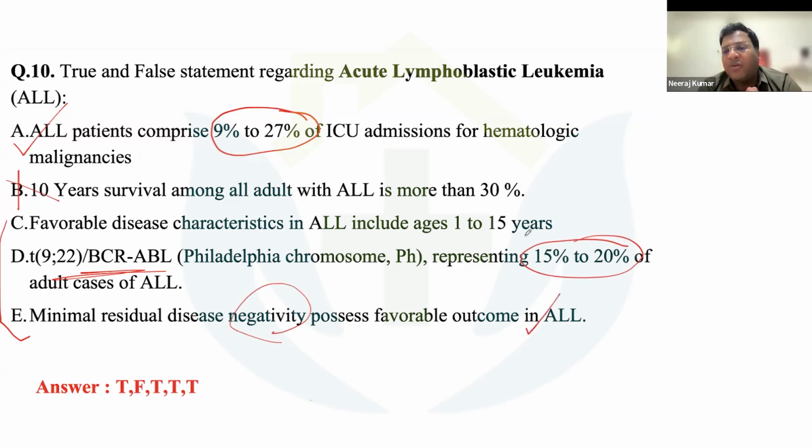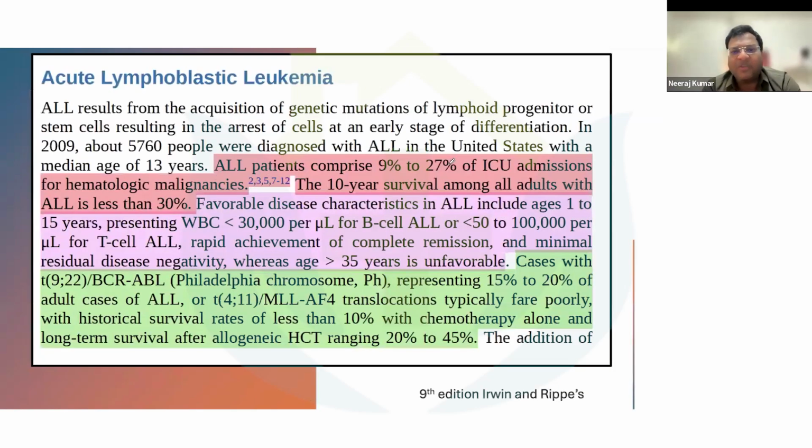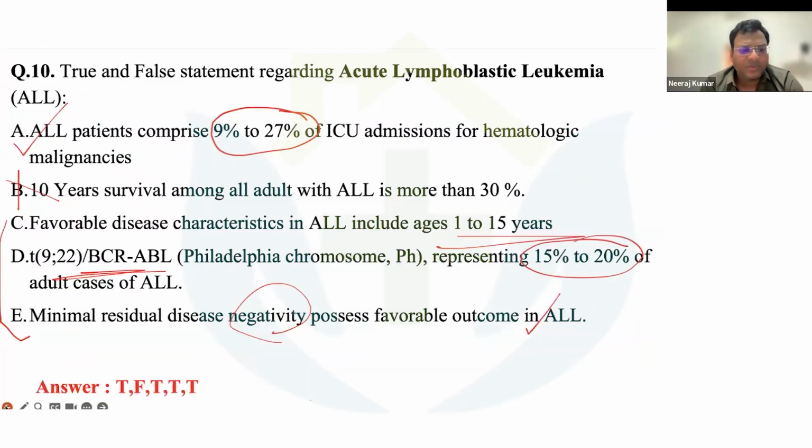A favorable outcome is also seen at age 1 to 15 years, and if the age is less than 1 year, the outcome is not favorable. Now look at the statements. ALL patients comprise 9 to 27% of the ICU admissions for hematological malignancy, and 10-year survival among adult patients is less than 30%. It is written as more than 30% there, so it is not true.